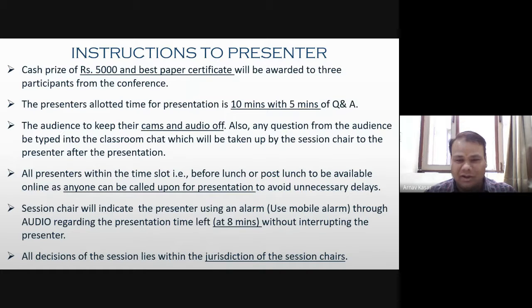But to kickstart our sessions, I would first like to say that in this session, we have 8 papers which we will be discussing. Out of these 8, 4 of the authors are present here, and they will be presenting their work. Let me list out the titles of the presentations that we have today.